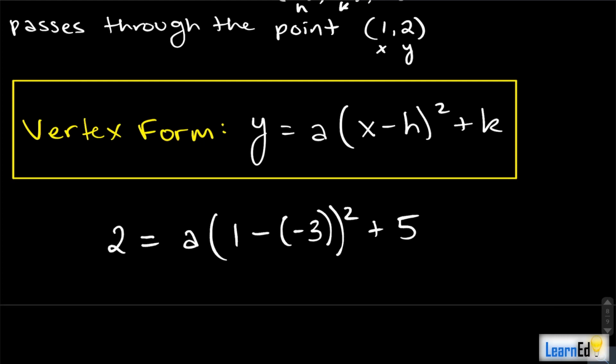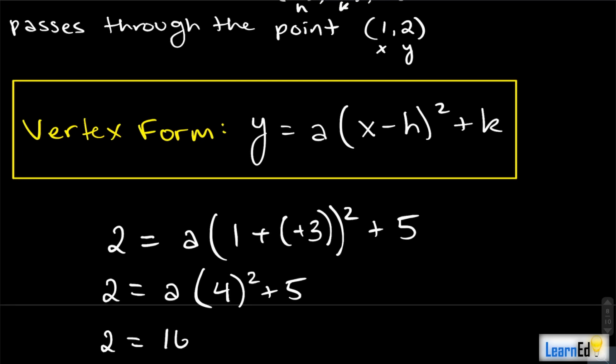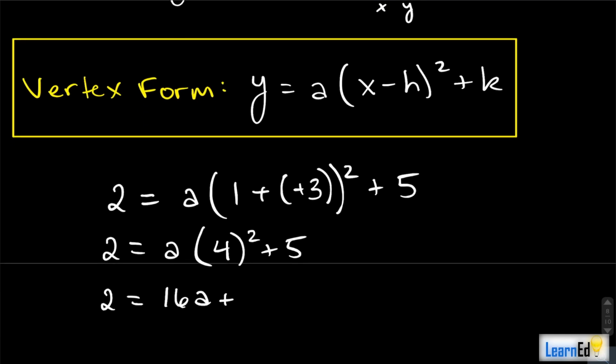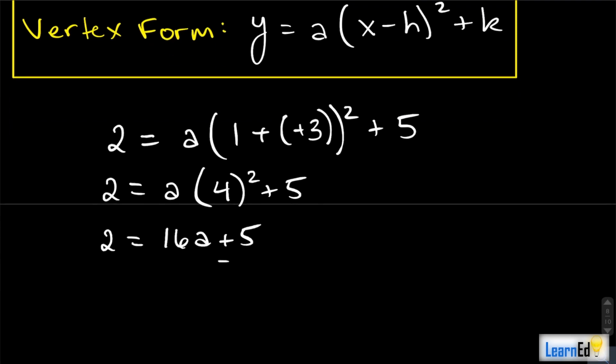Okay, so now let's just go through and solve. We get 2 equals a times, we have 1 minus negative 3, which we know to be 4. That just means we're adding. And so we get a times 4 squared plus 5. So 2 equals 16a plus 5. We can subtract 5 on both sides and get 16a is equal to negative 3.